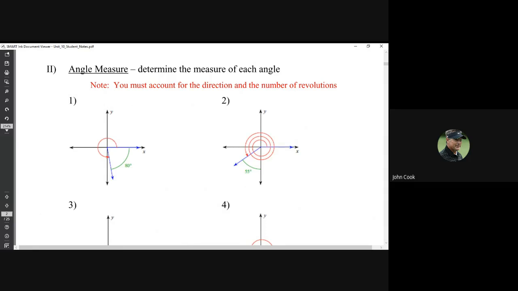So this is a big note, a really important thing to make sure that you account for, and that's the direction that the angle is going, and also the number of revolutions. So revolutions is one full circle. And do you remember what a full circle is equal to in terms of degrees? Yeah, it's 360 degrees, and that's the same as 2 pi radians.